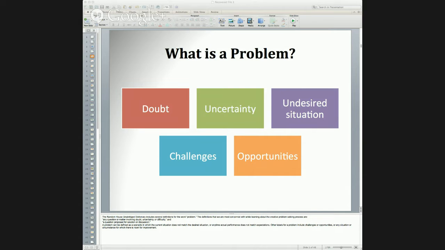So here's an assignment I want you to jot down with your pen, please. This is an assignment you have to try. You have to try this assignment out, and the objective of this 10-minute assignment is to understand what constitutes a problem and other situations that lend themselves to the creative problem-solving process.